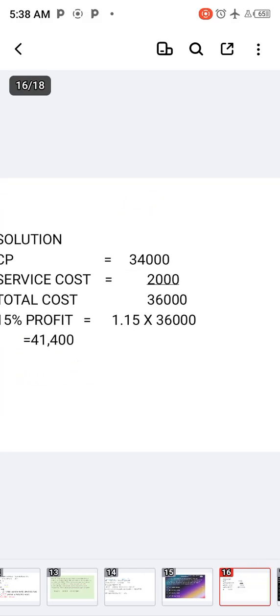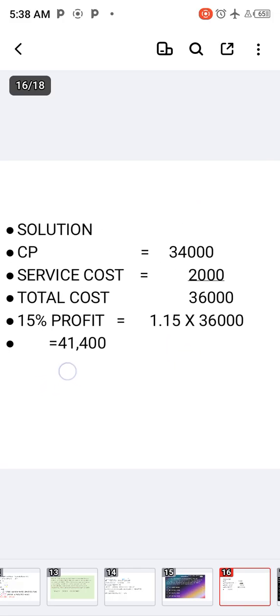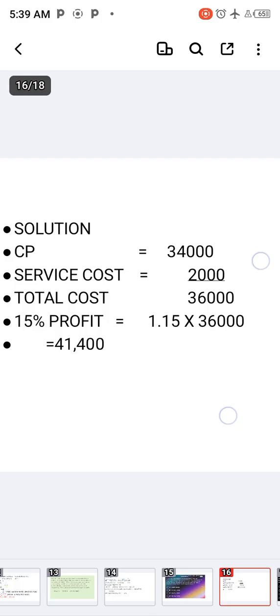Now the cost price is 34,000. The service cost is 2,000. Then the total cost is 36,000. Profit of 15% is set in as 1.15 times 36,000. Eventually, we just arrive at 41,400. And that is the answer.